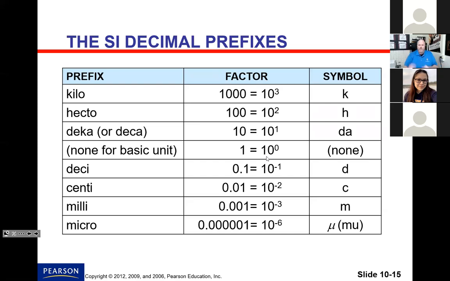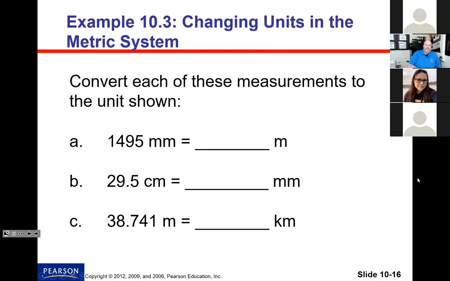Okay, now let's see if you remember any of this stuff. I got 3 conversions on the screen there: millimeters to meters, centimeters to millimeters, and meters to kilometers. You probably do not need a calculator because all you're going to be doing is moving the decimal place. Give it a shot, see what you can do. Now I'm going to double check attendance while you're doing that.